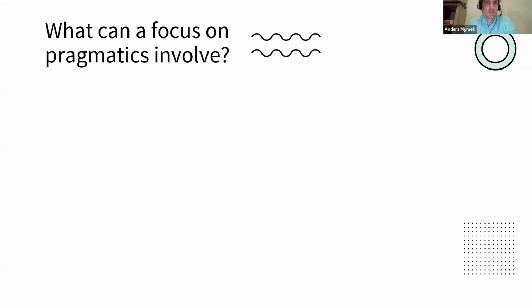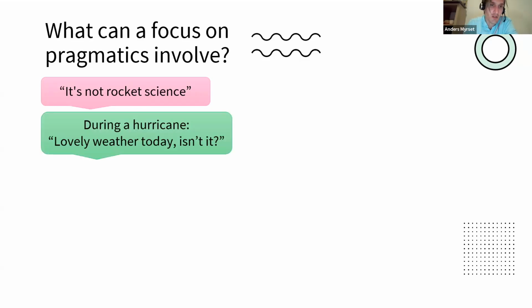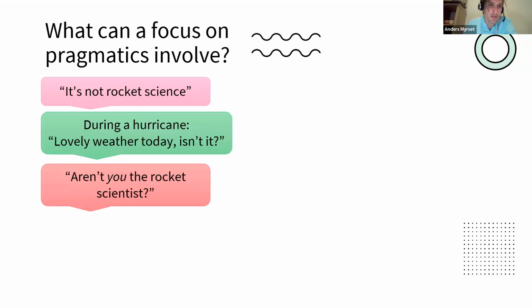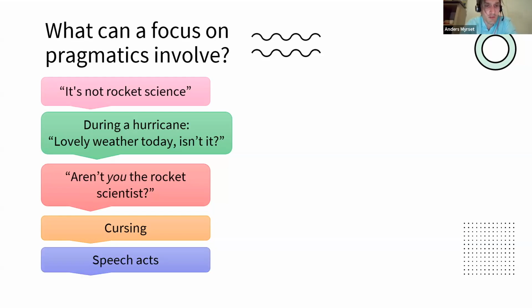Then, what can a focus on pragmatics involve? We can talk about idioms, irony, sarcasm. What all of these have in common is that the meaning might be different from the utterance itself, so there's a non-literal meaning to what you're saying. Another one, which I chose not to include any linguistic examples of, is cursing. And finally, the most commonly researched aspect of pragmatics is speech acts.